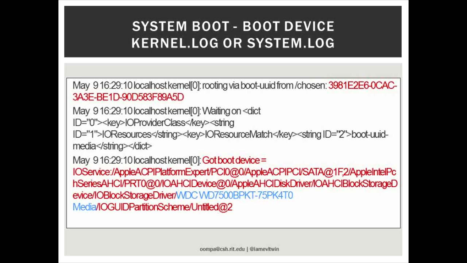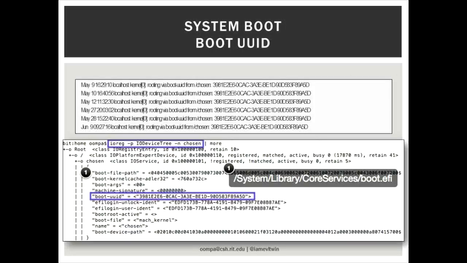Boot device might also be of interest to you. If we do a search for things like boot UUID from chosen, we can see the volume boot UUID. If we go a little bit further down, we can see the type of media it was specifically booting from. Doing a quick Google search for the data highlighted in blue, we can see it's a Western Digital drive, which also happens to be 750 gigs.